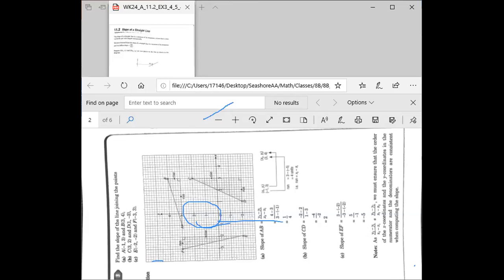Okay, yeah, this is y2 minus y1. For the slope of AB, y2 is 4 because point B is 3 on the x-axis and then 4 on the y-axis, right? So y2 is 4, take away y1.